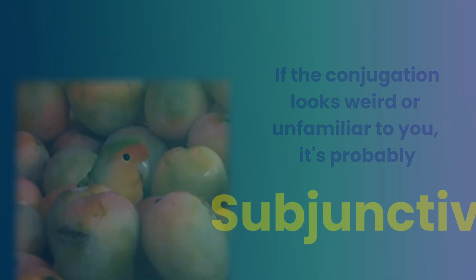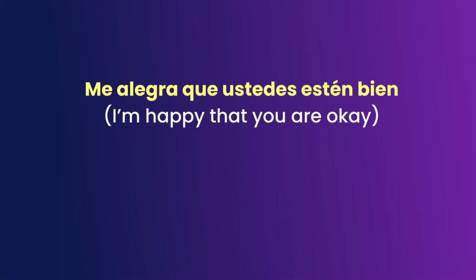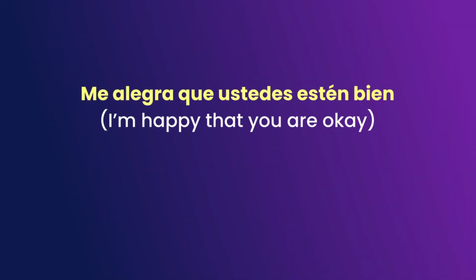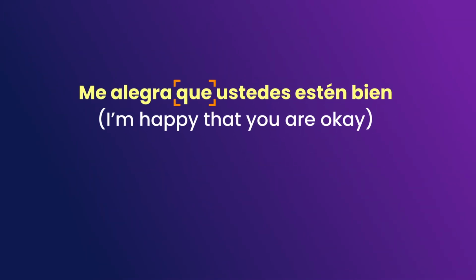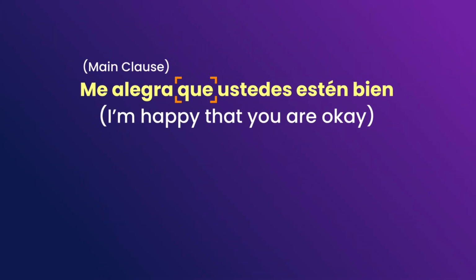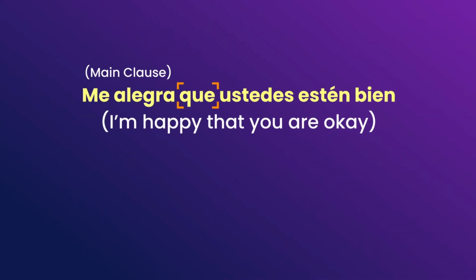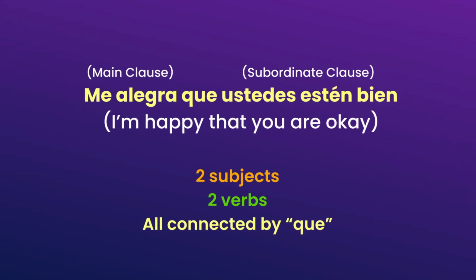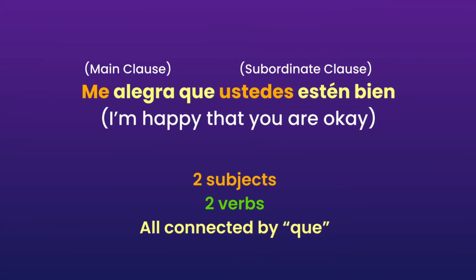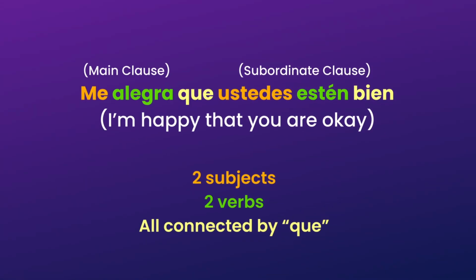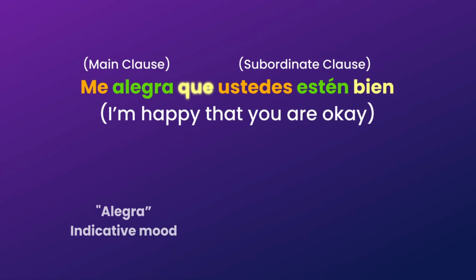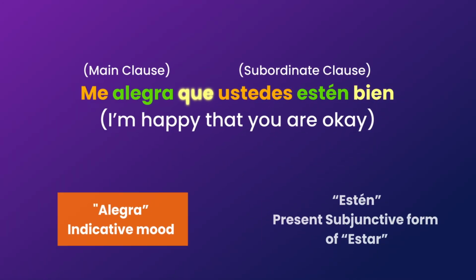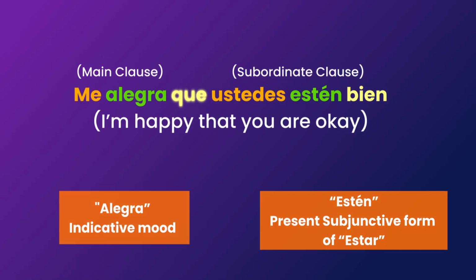One more example. Me alegra que ustedes estén bien. Let's speed up this time. Me alegra is on the left side of the que, expressing feelings of happiness. That's our main clause. And on the right side we have them being okay as the subordinate clause, which gives us a total of two subjects, me and them, and two verbs, alegrar and estar, both separated by que. Alegra is used in the indicative mood, and estén is the present subjunctive form of the verb estar.